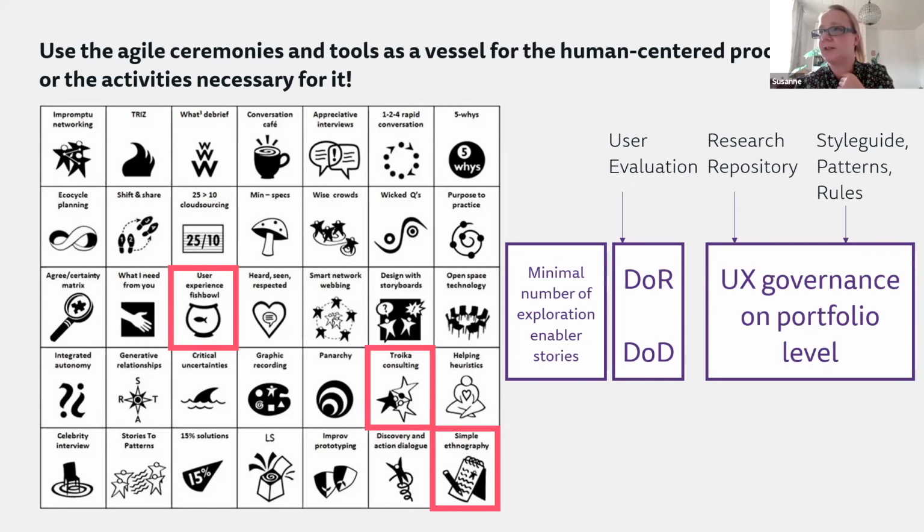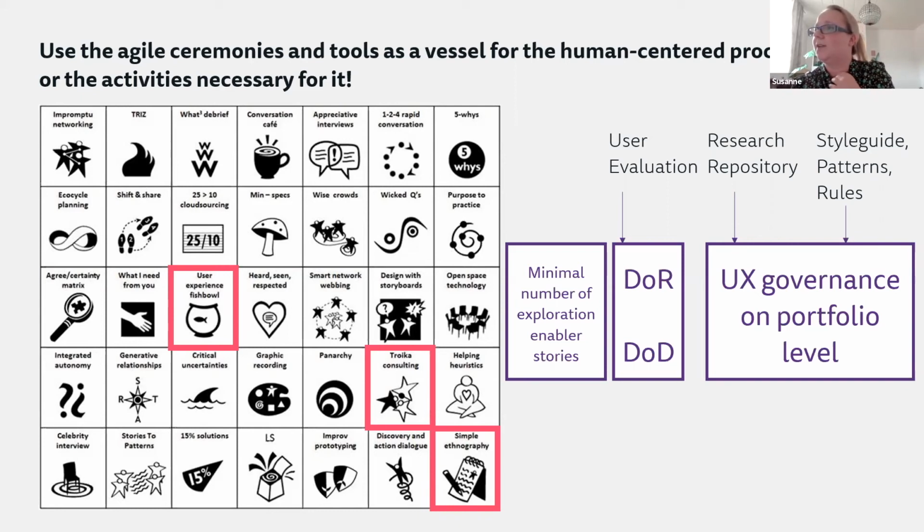What we also did quite successfully is Troika Consulting. We had a UX designer and a business analyst and a developer responsible for a feature. And they put the feature completely from the idea to the definition of ready to the definition of done. So all the three were responsible.